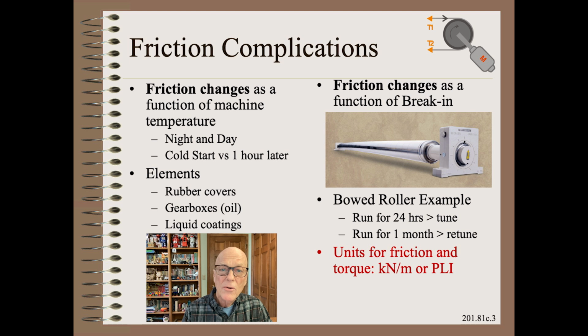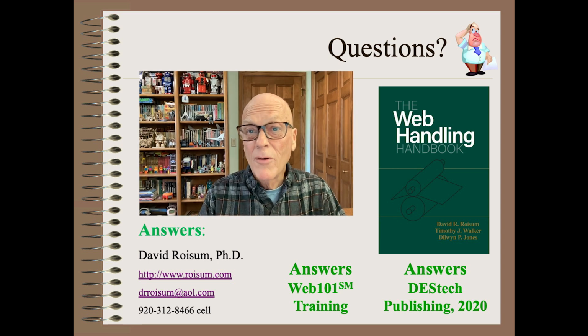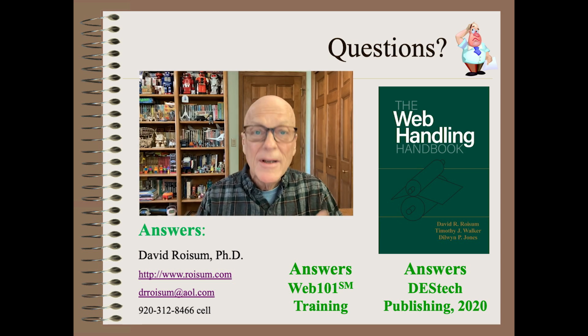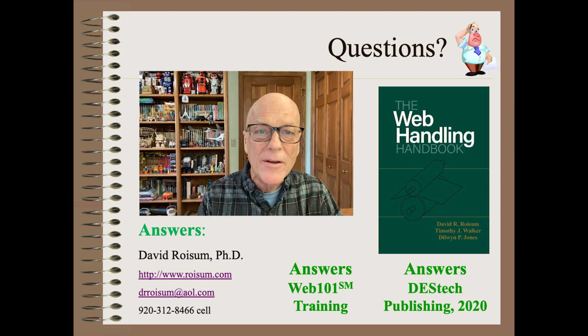As a final note, motor units are the same as tension and nip: PLI in the English system, kilonewtons per meter in the metric system. I hope you've enjoyed this overview of zero, friction, and calibration on everyday web machine components.